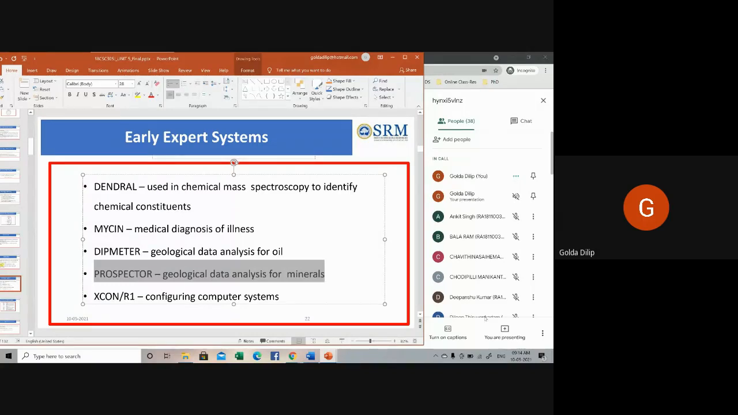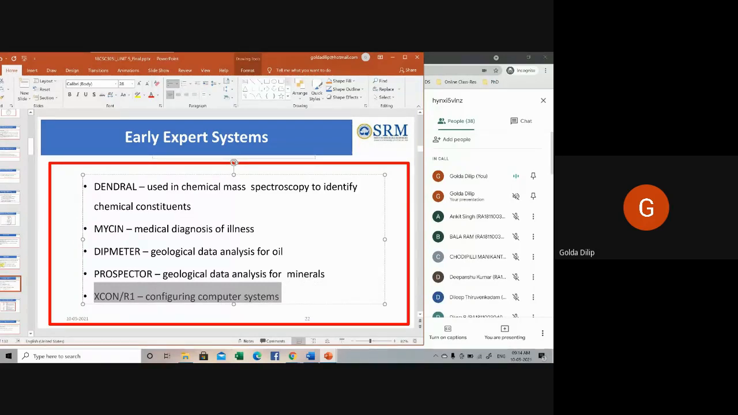Okay, so once that particular favorable site has been identified, your prospector can also be used for selecting which site needs to be drilled and other things. In fact, this is an AI-based expert system which helps in geological data analysis for minerals. Then we have XCON/R1 for configuring computer systems.